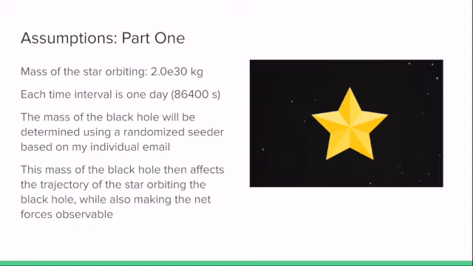Now, there are a few assumptions we're going to make with the first part of this experiment. The first part is the mass of the star orbiting, and this will be about 2.0 times 10 to the 30 kilograms. And the time interval for this will be about 1 day, which is about 86,400 seconds. The mass of the black hole will be determined using a randomized seeder and based off of an individual email. This mass of the black hole then affects the trajectory of the star orbiting the black hole and will make the net forces observable.